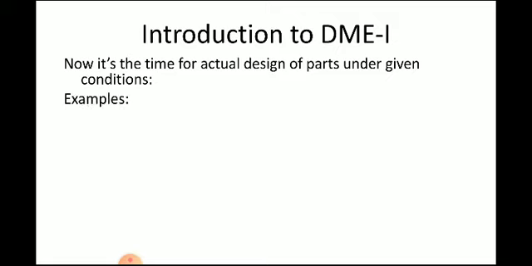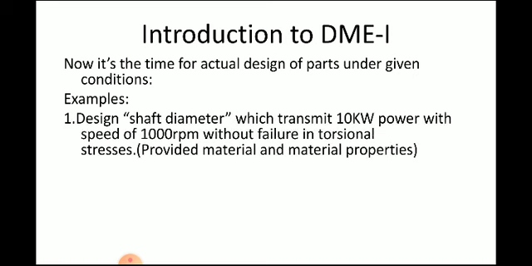For example, suppose I am giving some example. First one is design shaft diameter which transmits 10 kilowatt power with the speed of 1000 rpm without failure in torsional stresses. Obviously we can design this shaft diameter. What should be the shaft diameter so that it can transmit 10 kilowatt power at the speed of 1000 rpm? Obviously material and material property should be provided. That means suppose your shaft is made of wood or shaft is made of some steel, so those properties of the material should be provided. Then you can easily find out the shaft diameter.